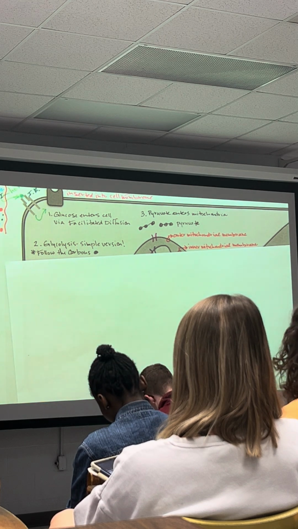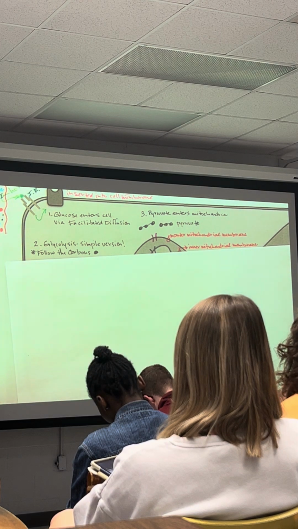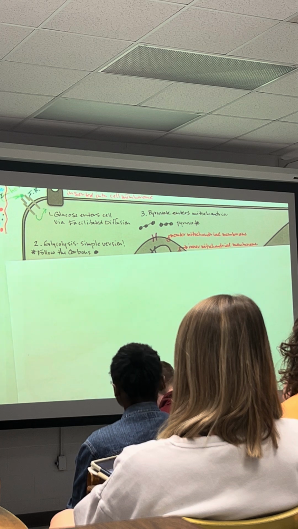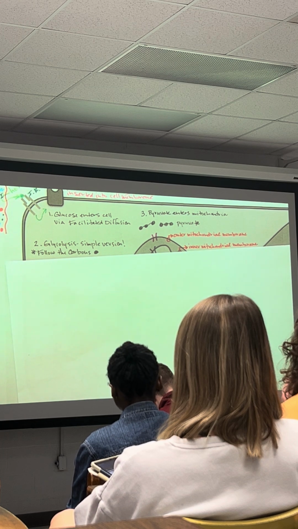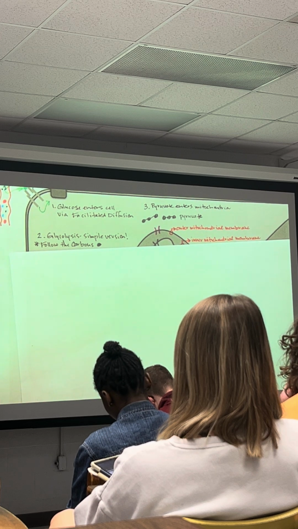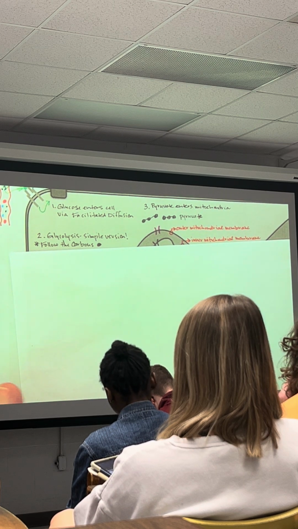So just that this looks different than what you've seen in the past, I understand that. My tip for you is to follow the carbons when it comes to figuring out what is glycolysis, what is its purpose, what does it look like, where or where not are we going to see carbon dioxide produced.